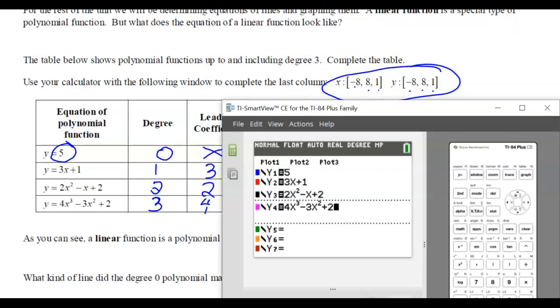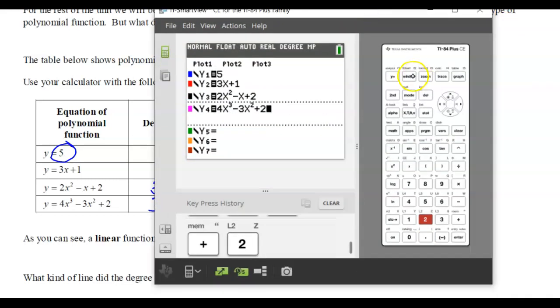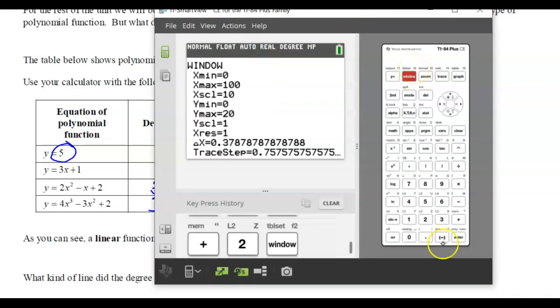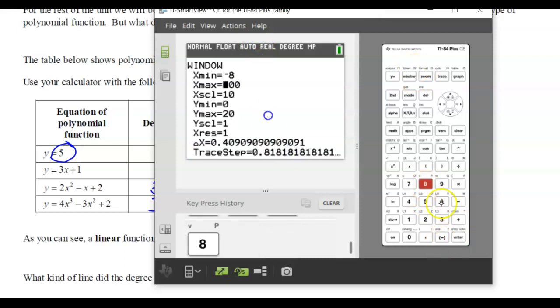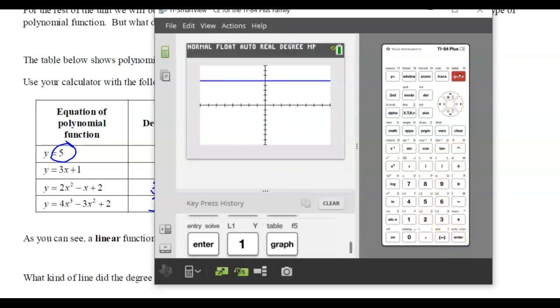My TI screen is a little bit bigger, so I'm just going to do those so you can see it a little bit bigger. Okay, so you can take a look at it. Some of you might have a color so you can see the difference. Some of you might not.